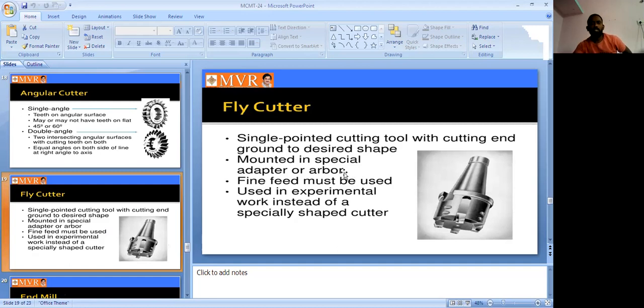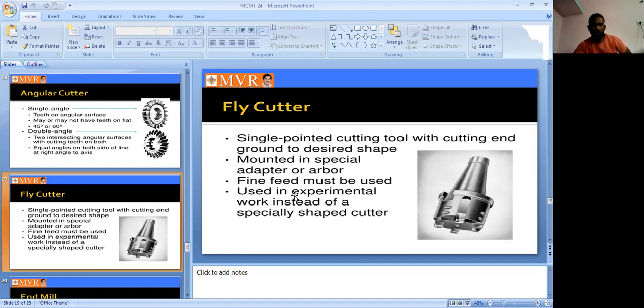It is mounted on a special adapter or arbor. It is one of the very important special cutters also. A fine feed must be used here.